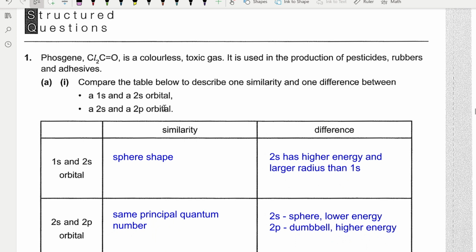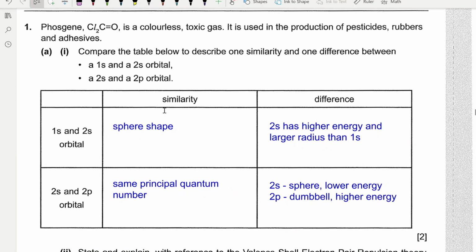Now moving on to the structured question, number 1. Phosgene, Cl2C=O, is a colorless toxic gas. Compare the orbitals in the table below to describe one similarity and one difference between a 1s and a 2s orbital, and a 2s and a 2p orbital. Alright, the first one, 1s and 2s, the similarity is this. They are both s orbitals, so they have the same shape, which is a sphere. And the difference is 2s has higher energy and larger radius than 1s.